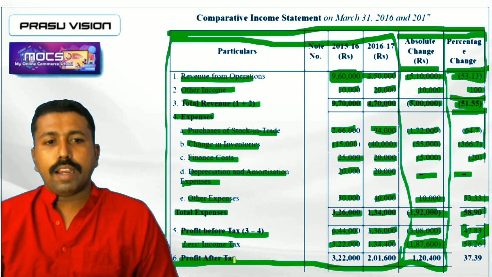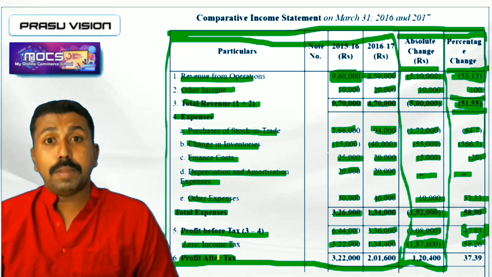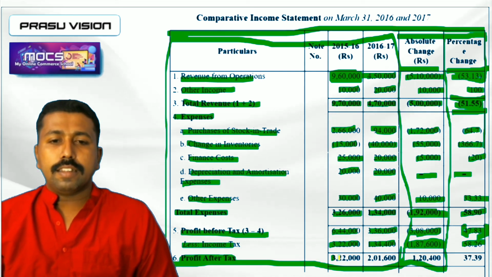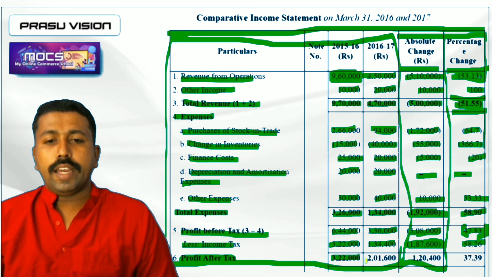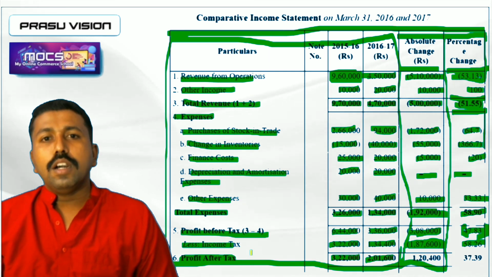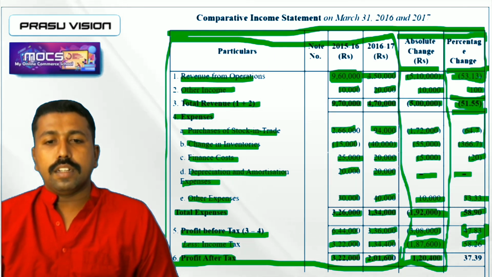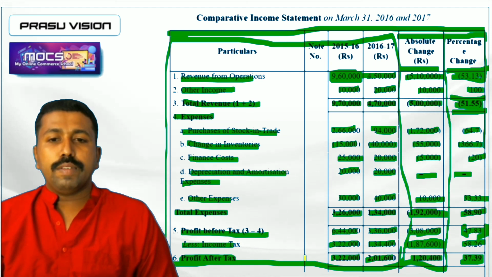We are deducting the income tax values from the profit before tax, then we will get profit after tax. Again 3,22,000, 2,01,600 is the amount. The current year profit after tax, the difference, it is 1,20,400. It is also a negative figure, and 37.39 percentage is a negative figure because it is a loss. So this is the way we have to do.